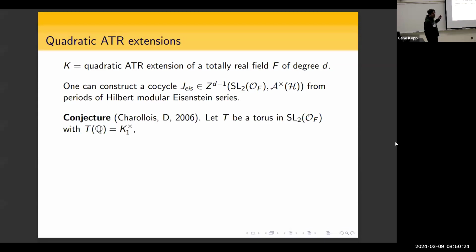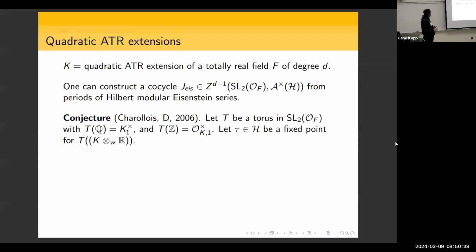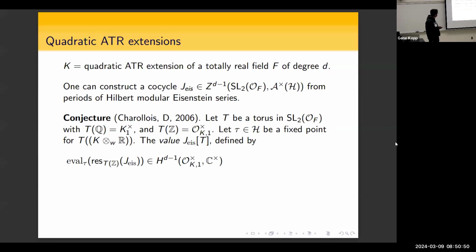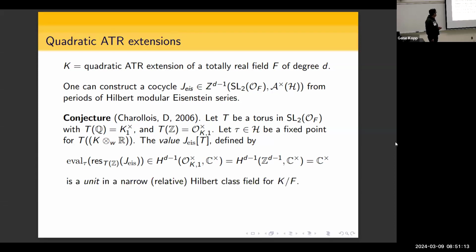We conjectured then, very much in the same spirit as Bergeron, Charolois, and Garcia more recently in their SL3 situation, that if T is a torus whose rational points are the unit group of an ATR extension K, and we take now a fixed point on the symmetric space for this torus action, then the value of the Eisenstein cocycle at the torus, which is defined exactly in the same way by taking the evaluation, now lands in HD-1 of OK1 star with values in C star. And because this OK1 star, the group of relative units of K over F, is of rank D-1, you land in this HD-1 of Z to the D-1 with values in C star, which, after choosing an orientation or something, is isomorphic to C star. And we conjecture that this value is indeed a unit in a narrow relative Hilbert class field for K over F.